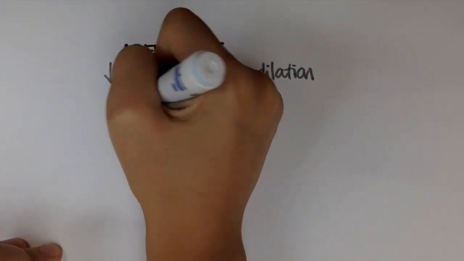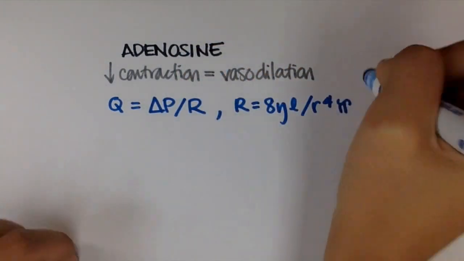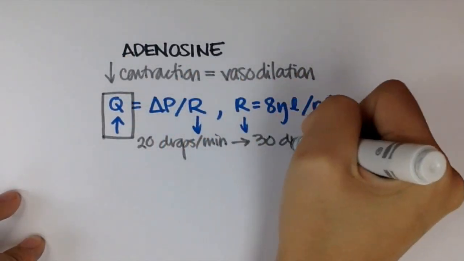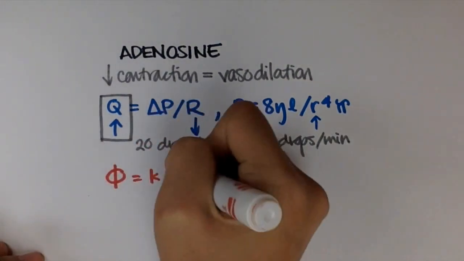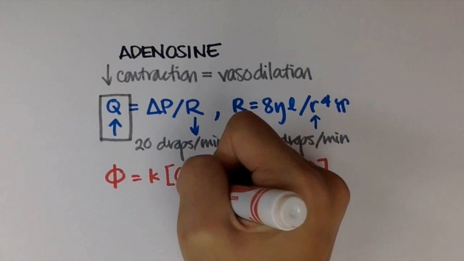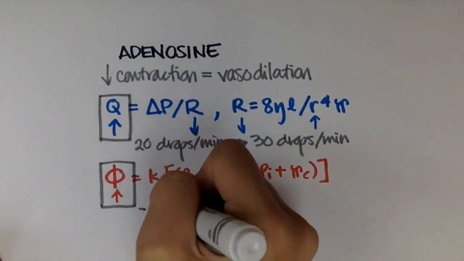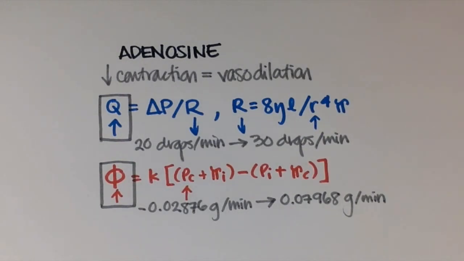As per Ohm's law, vasodilation causes an increase in radius, which results in a decreased resistance. As the resistance decreases, flow increases, as shown by the increase in drip rate from 20 to 30 drops per minute. In addition, according to Starling's equation, the precapillary vasodilation in the arterioles allows more blood flow in the capillaries, causing Pc to increase. The increased pressure in the capillaries pushes fluid across the capillary wall into the interstitial tissue. An increase in flux is reflected by the increased weight from negative 0.03 to 0.08 grams per minute.